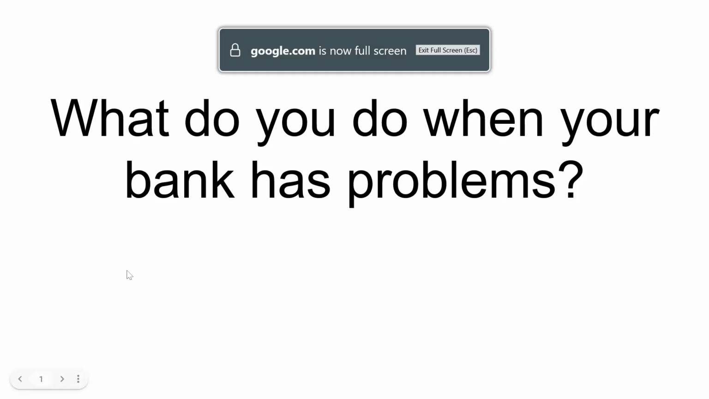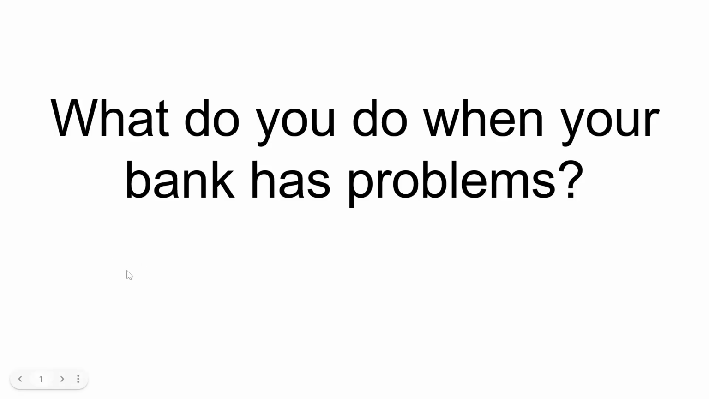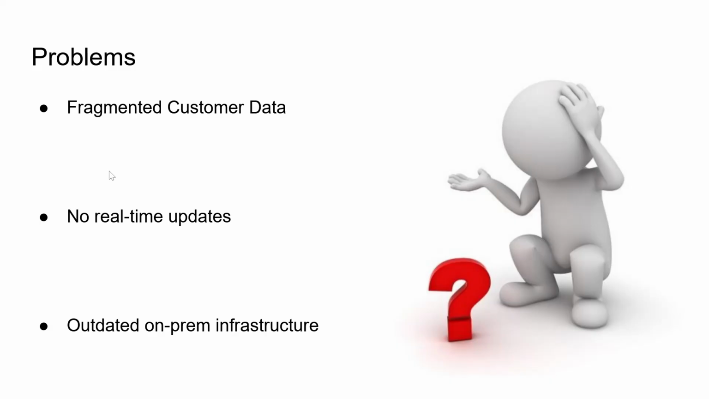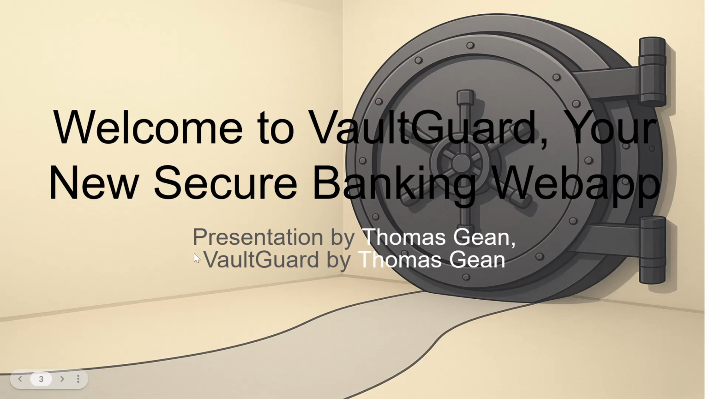Hello. I'll be starting with a brief slide deck, and then I'll be going through a data flow diagram, and then finally I'll be giving a live demonstration of the application. So, the question of the day is, what do you do when your bank has problems such as fragmented customer data, no real-time updates, outdated on-premises infrastructure? Well, you do VaultGuard, your new secure banking web app.